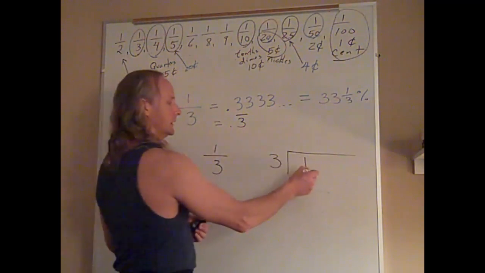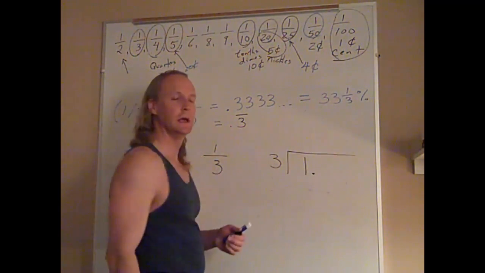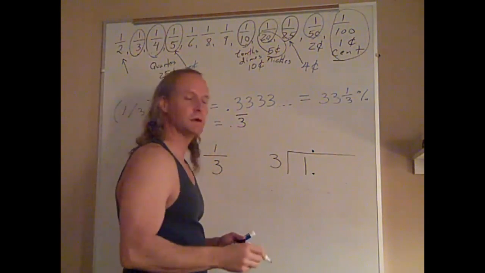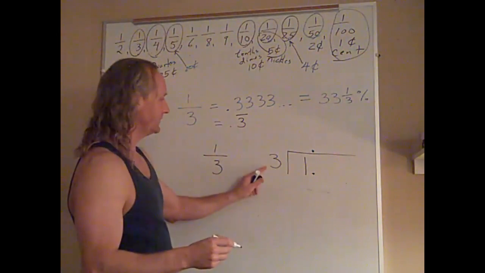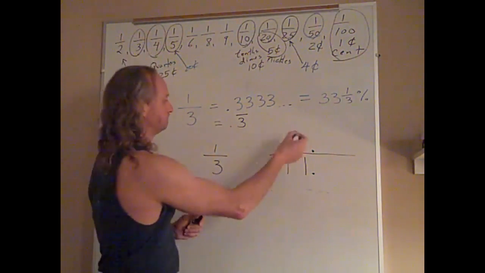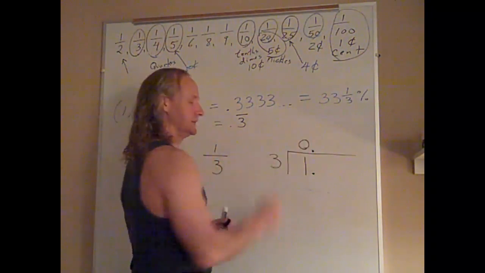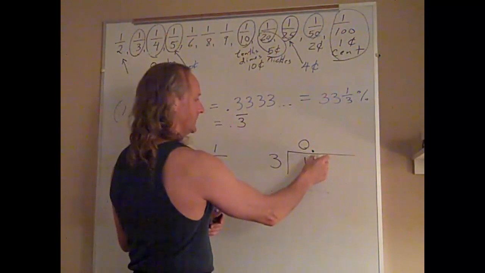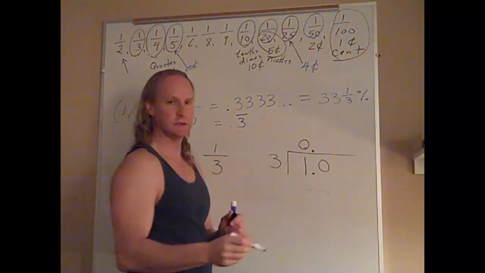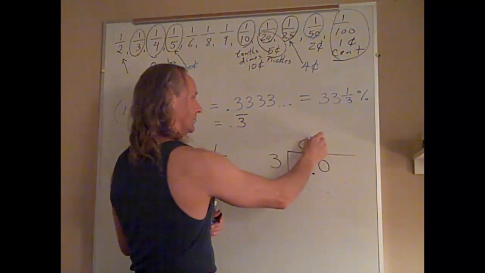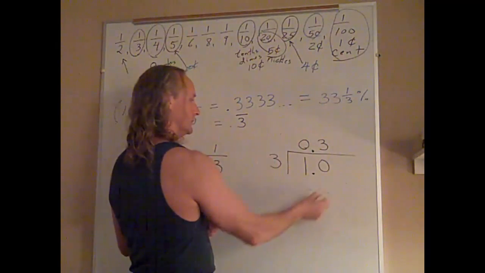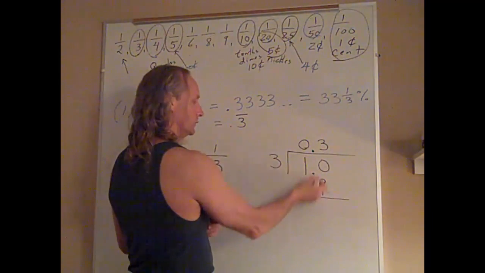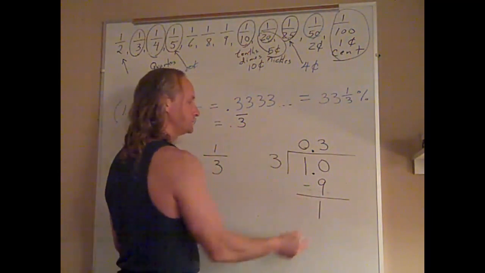Well, what you do is you include the decimal. And we write the decimal straight up, and we ask ourselves the question, how many 3's go into 1? Happen to be 0 3's that go into 1. And I have a 1 left over. Then we include an extra 0, in case you've forgotten. 3 goes into 10 3 times. 3 times 3 is 9. And we subtract these and we get a 1.